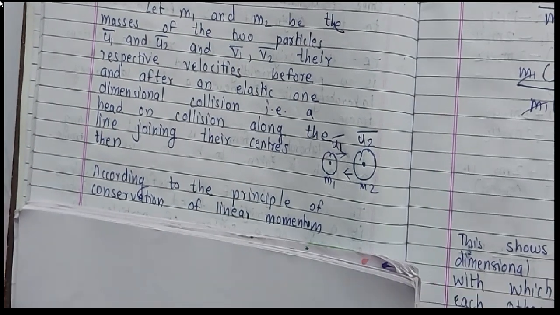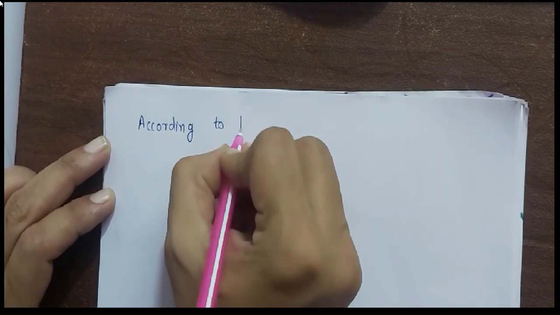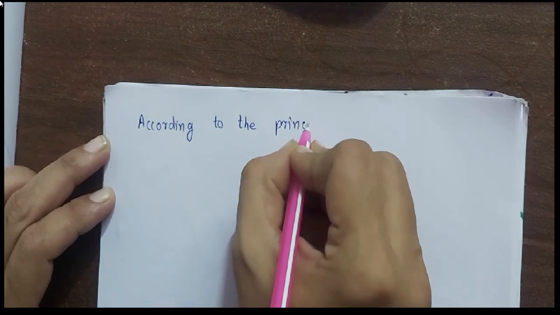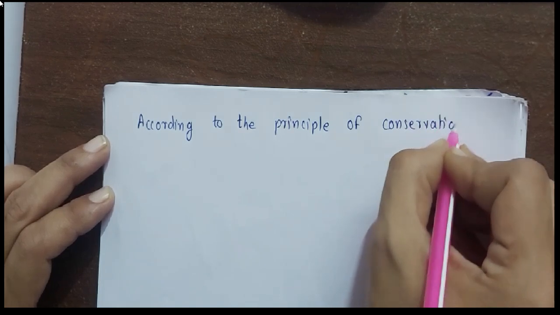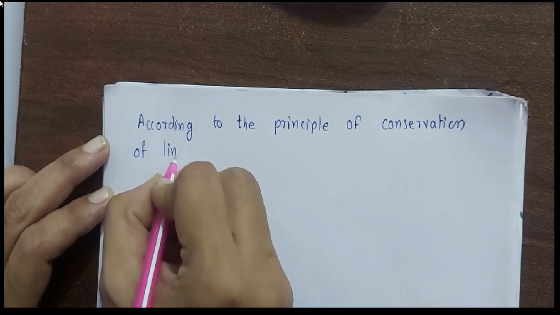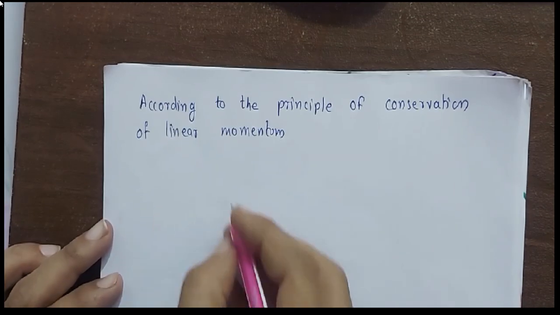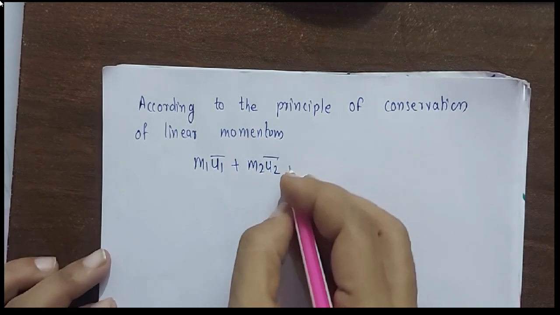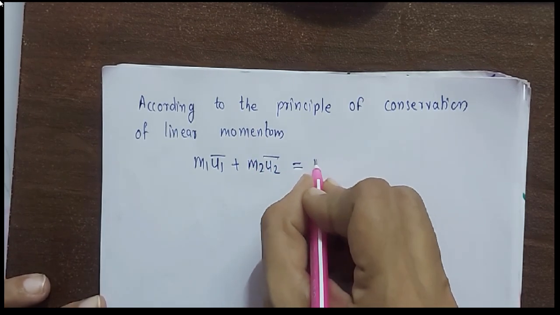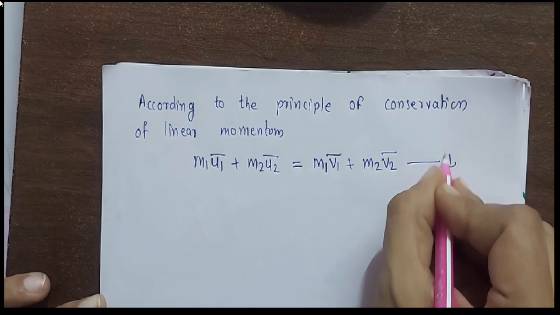According to the principle of conservation of linear momentum, we will start writing: m1u1 plus m2u2, the sum of momentum before collision, is equal to the sum of momentum after the collision, that is m1 v1 bar plus m2 v2 bar. Equation 1.